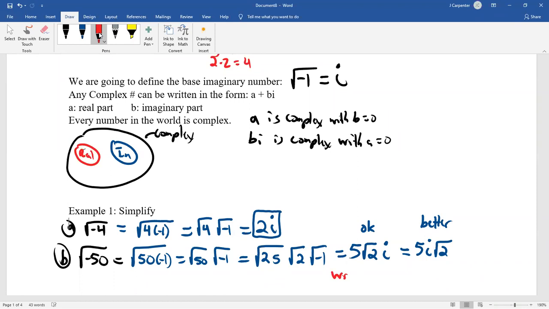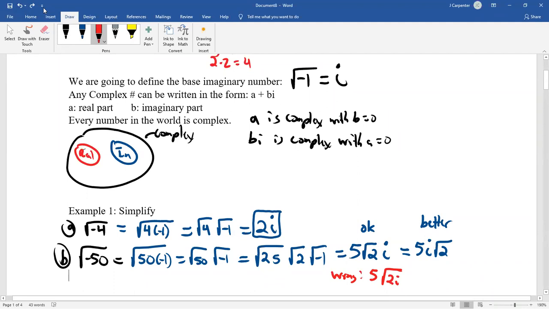So this would be wrong. Here's what some people will do. They'll go 5, square root of 2, and they'll put the i in this. See, this i is not supposed to be in the square root. It's supposed to be beside it. That square root was supposed to have ended before we got to the i. I have seen countless people, students or teachers, do this.